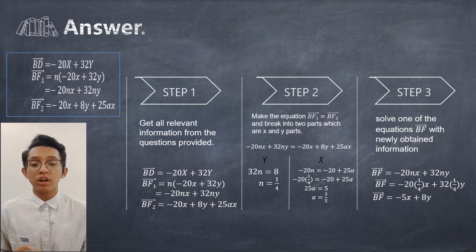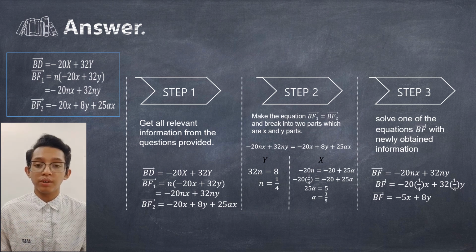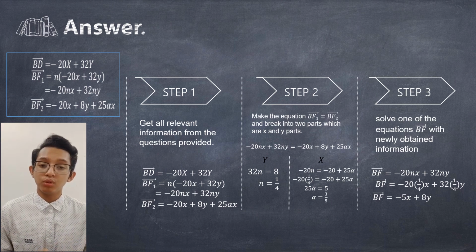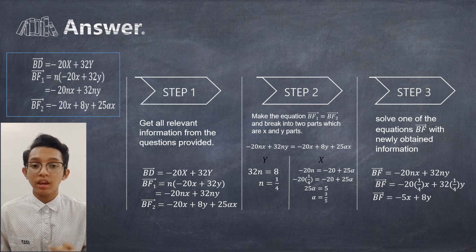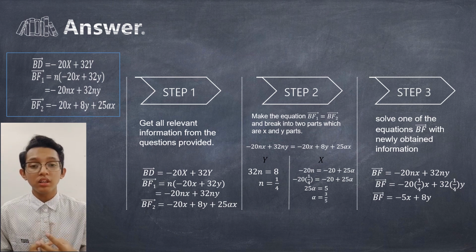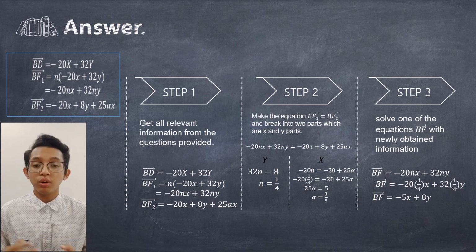Now, we will move to the answer. First step, we must get all the relevant information from the question that has been provided. The second step, make the equation like BF1 equals BF2 and break it into two parts, which are x parts and y parts. And step 3, solve one of the equations of BF with the newly obtained information. It's only 3 easy steps to answer this question.